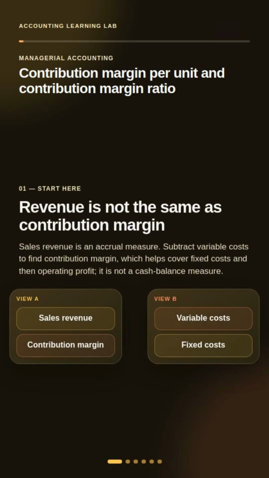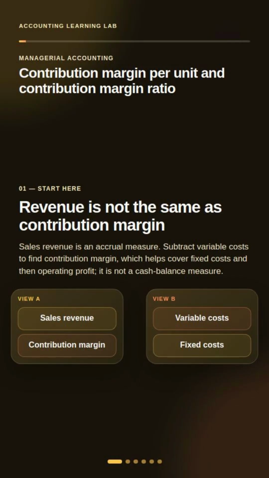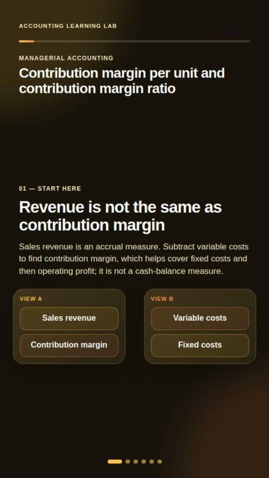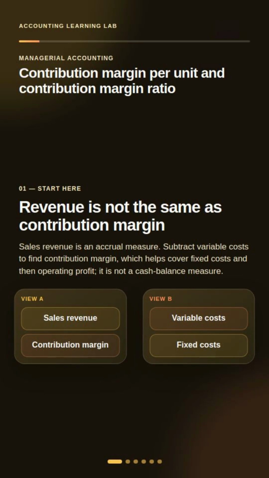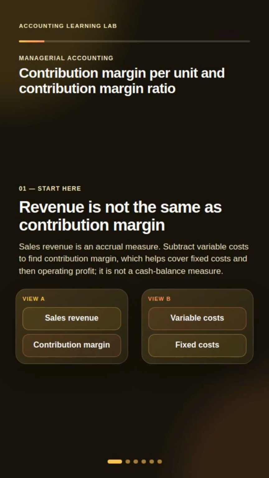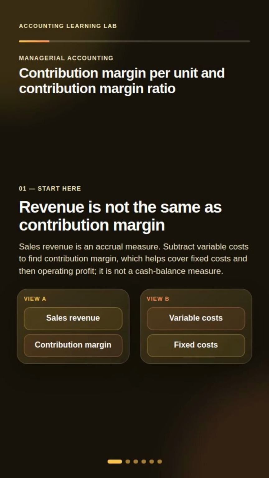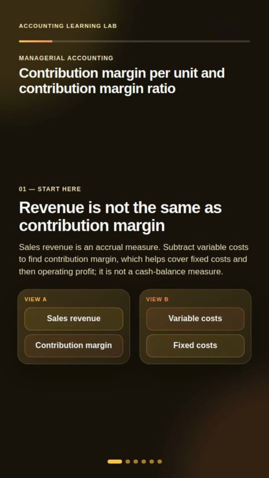When a company sells a product, each sale brings in revenue, but not every sales dollar remains after variable costs. Start by separating variable costs from fixed costs. Variable costs change with the number of units produced or sold, while fixed costs remain constant within a relevant range of activity. Contribution margin is an accrual-based analytical measure, sales revenue minus variable costs.